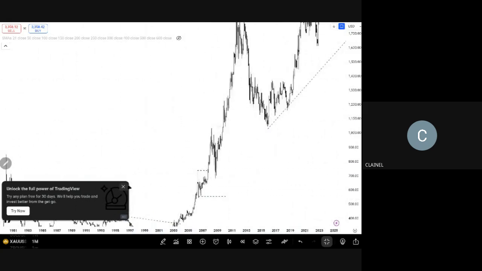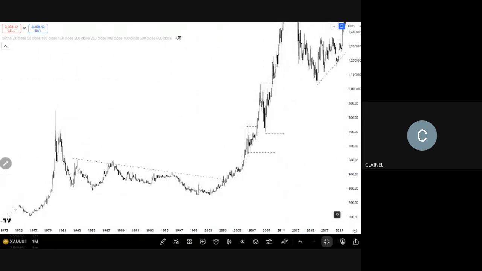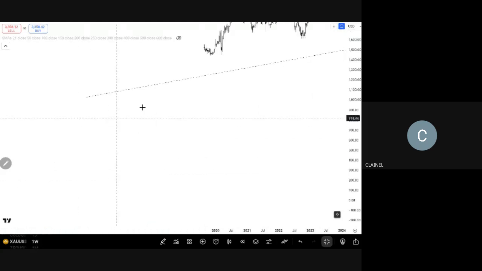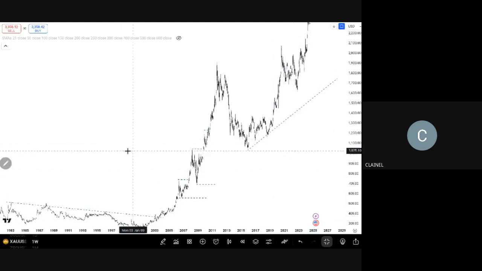Then let's also identify support and resistance levels, key levels. For that, let's go to a lower time frame. Let's go to the 1 week time frame and see what we got there. Excuse me.